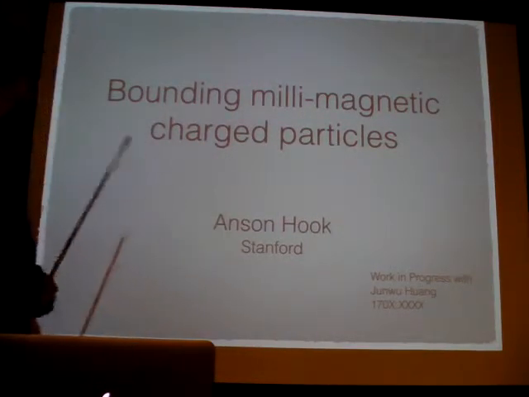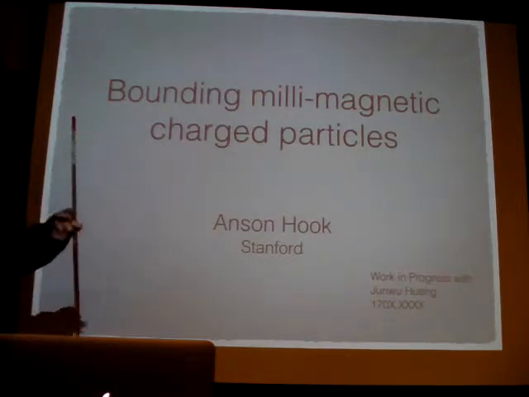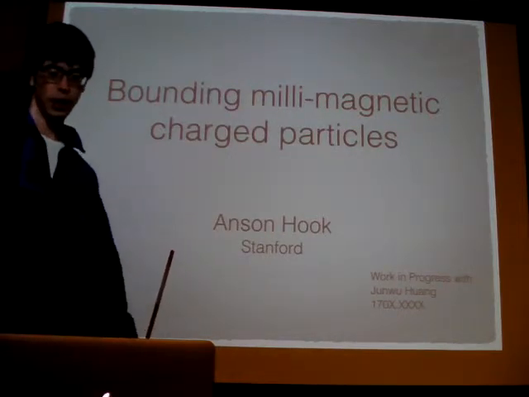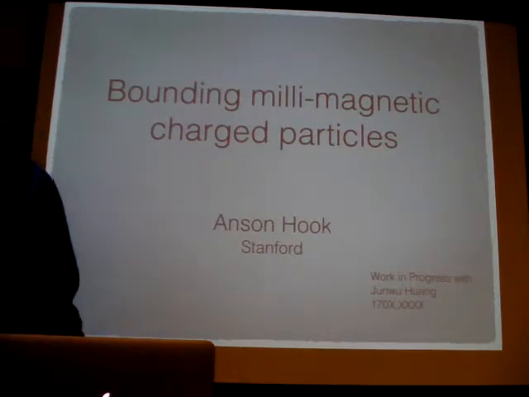So yeah, today I'm basically going to be telling people about some bounds on magnetically charged particles. It's some work in progress with a graduate student at Stanford.